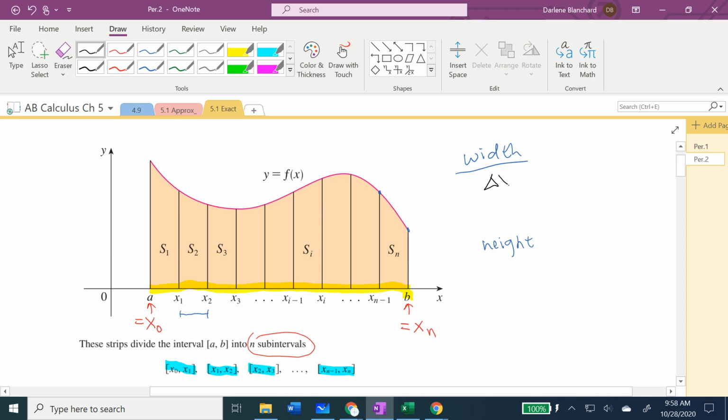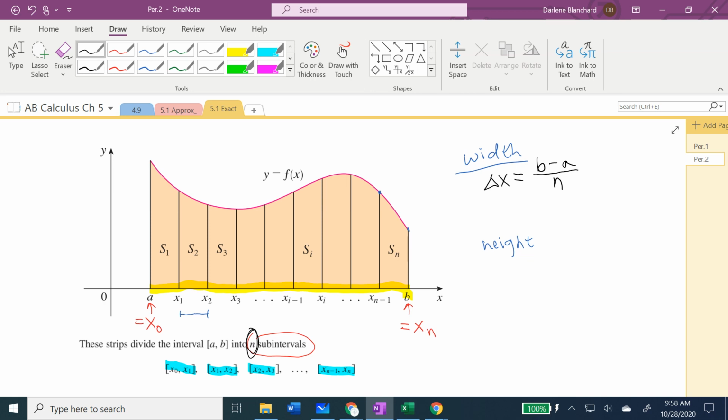Also, I'm going to name the width delta x, and it is equal to b minus a. And if I cut it up into n equal subintervals, then b minus a divided by n will give me the width of each of these.